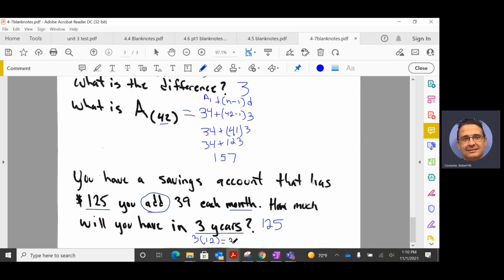which is 36 months. So if we're writing our equation, we have an a sub n, so a sub 36. How much is in 36 months is going to equal our initial value, our first term, which is 125, plus n minus 1. So we have 36 minus 1 is 35, times the common difference, the number that's being added each month, $39.